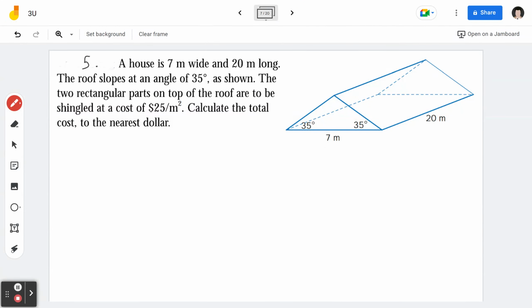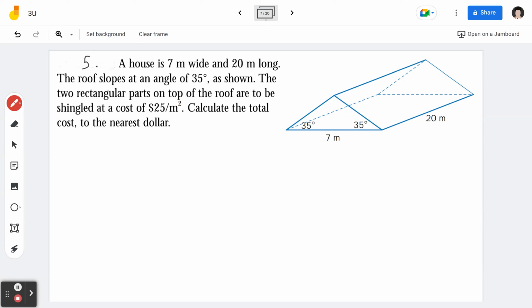Example number 5. A house is 7 meters wide and 20 meters long. The roof slopes at an angle of 35 degrees as shown. The two rectangular parts on top of the roof are to be shingled at a cost of $25 per meter square. Calculate the total cost to the nearest dollar. Again, pause the video, try this first. When you press play again, I'll be here.